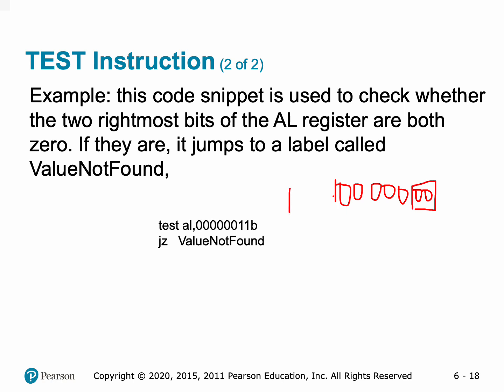So we're saying this is AL. So if both of these are 0, then it jumps to this label right here. If only one of them is 0, it does not jump. So if maybe this one is 1, then it does not jump to this label.